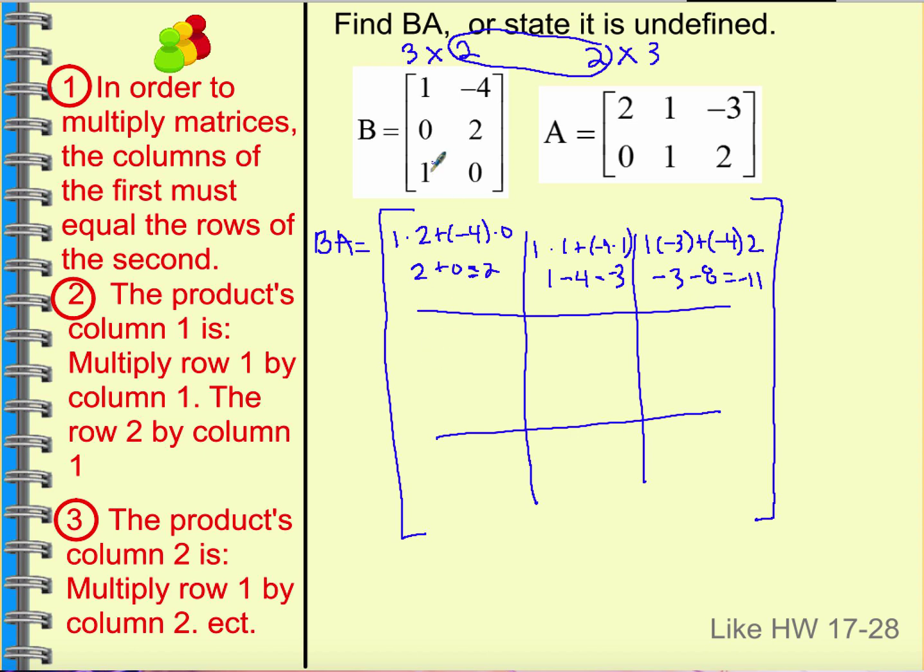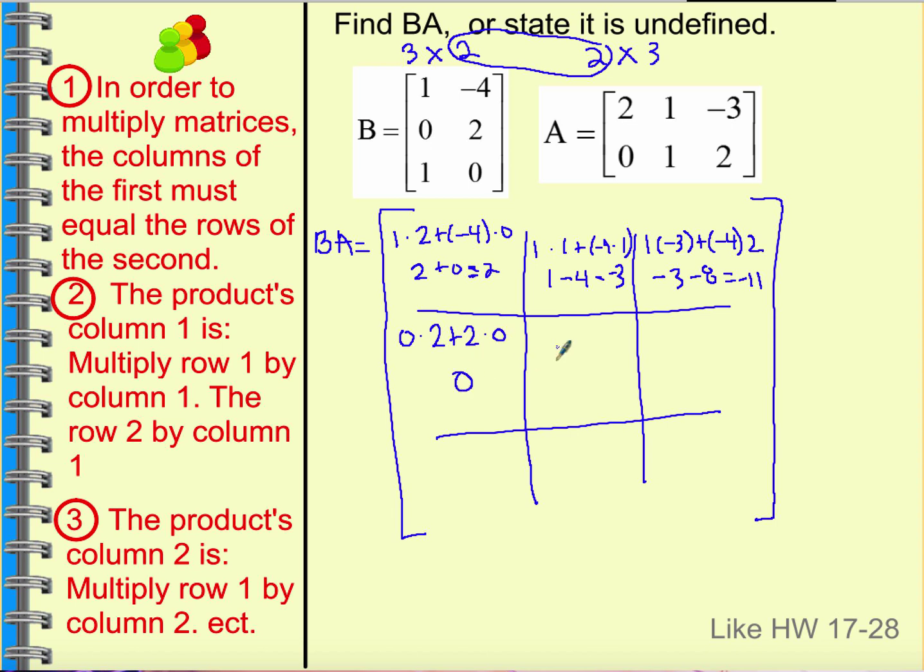So now we're in the second row. So I'm done with 1 and -4. I'm never going back there. So here I am with 0, 2. I'm going to be multiplying that through each of these columns. So 0 times 2 from my first column plus 2 times 0 from my first column.